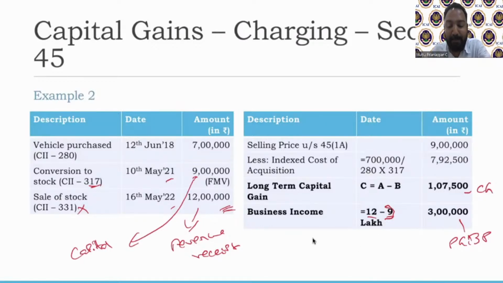Dhyanesh, on indexation, we'll see that. It is called cost inflation index. Please hold on to it right now. We'll see that in the subsequent session.